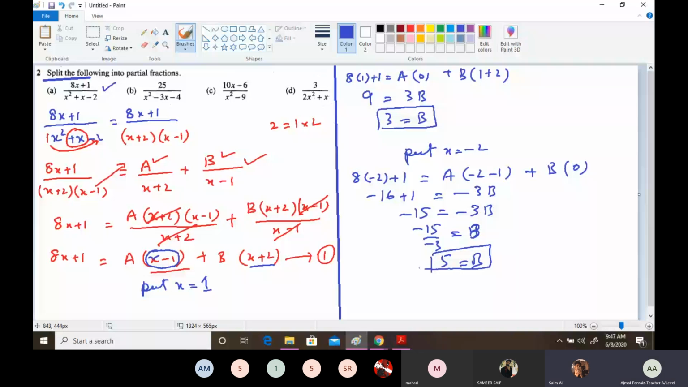Yes sir, समझ आ गई. Now we'll place a and b over here. So our fraction will become, oh sorry, this is a. I'm so sorry for that. This is a over here. So a is 5. So our fraction will become 5 over x plus 2 and 3 over x minus 1. Is it fine, Saim?